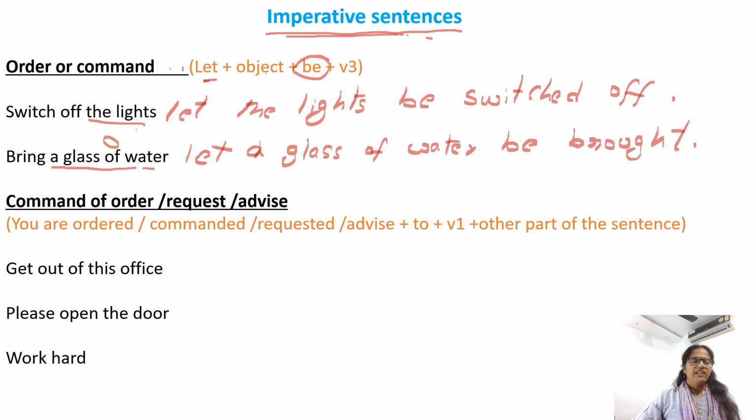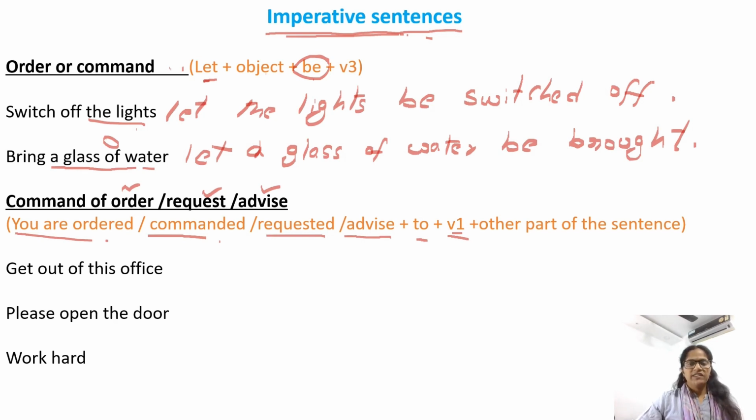Now, if a sentence is either a command, an order, a request or advice, how do we change it into its passive form? You need to start the passive voice with, if it is an order, you are ordered. If it is a command, you are commanded. If it is a request, we need to start with you are requested, or you are advised. Then to plus V1 form of the verb, then the other part of the sentence.